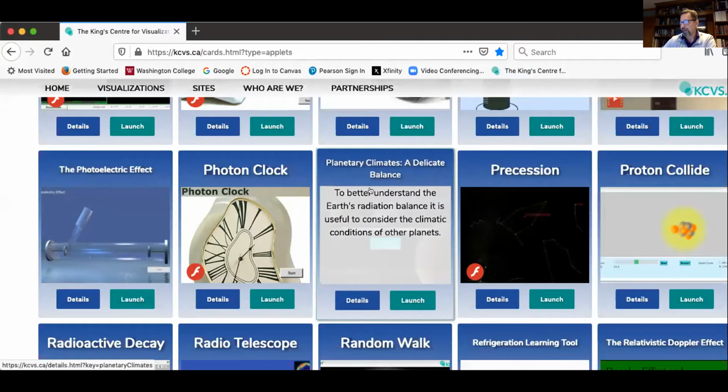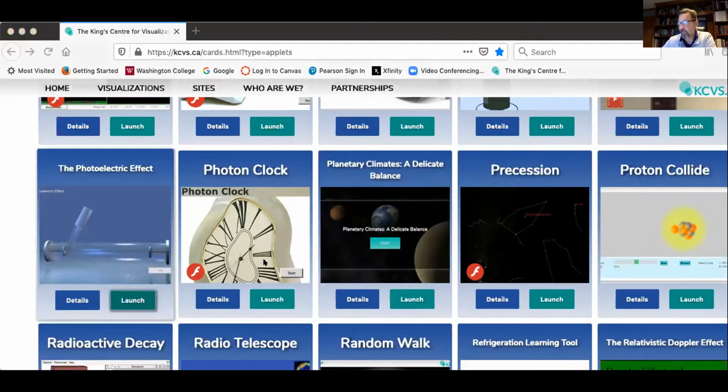By the way, I was playing before class with this planetary climates simulation, which is what we did on the worksheets on Monday, where we were predicting whether the Earth is going to heat up or cool down. It looks at black body radiation of the Earth versus the radiation from the sun that hits the Earth, and whether we are a viable planet. It's a neat little thing to play with. You can see that if we change conditions, like our greenhouse gases, we could move the Earth out to about where Mars is and it would still be habitable, about 20 degrees C. In any event, launching the photoelectric effect.